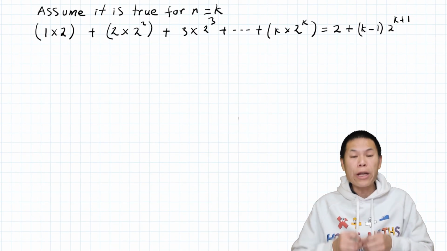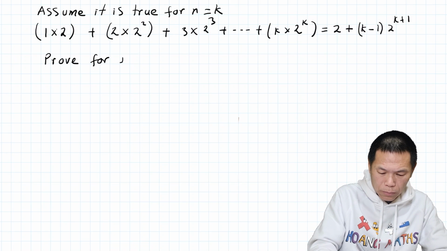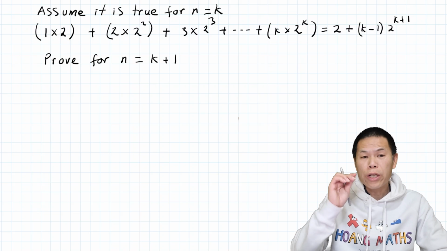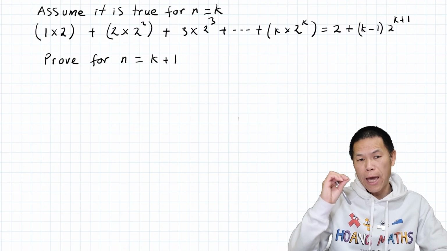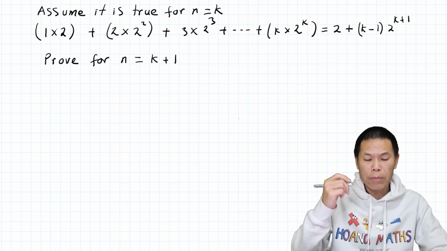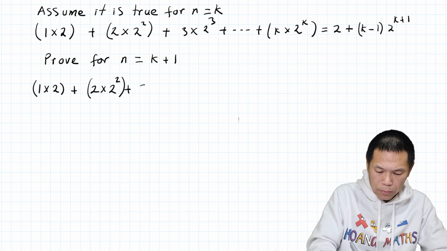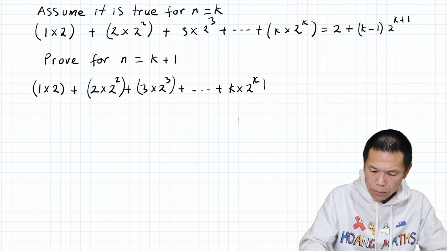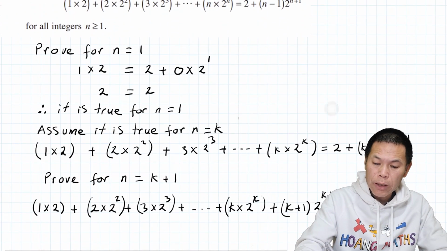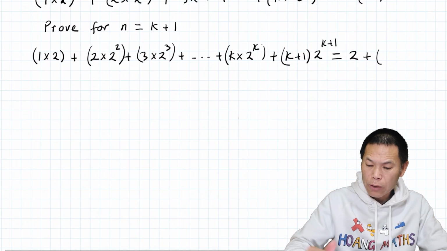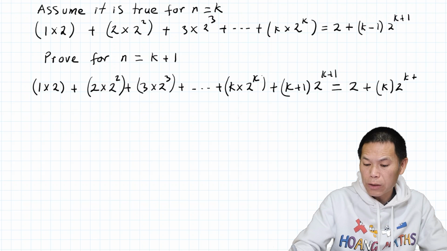So there you go. So now we need to prove for n equal k plus 1. First of all, we need to write all the terms on the left, and then we add one more term. That is n is k plus 1. Okay, one term extra. So when n equals k plus 1, that means k plus 1 minus 1, so that would give me k.